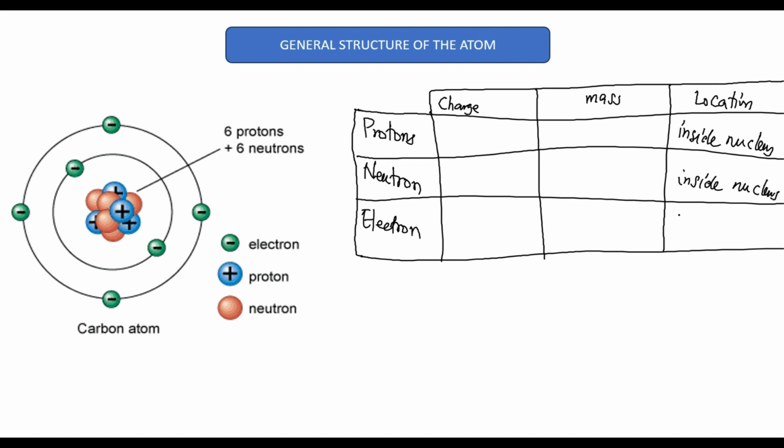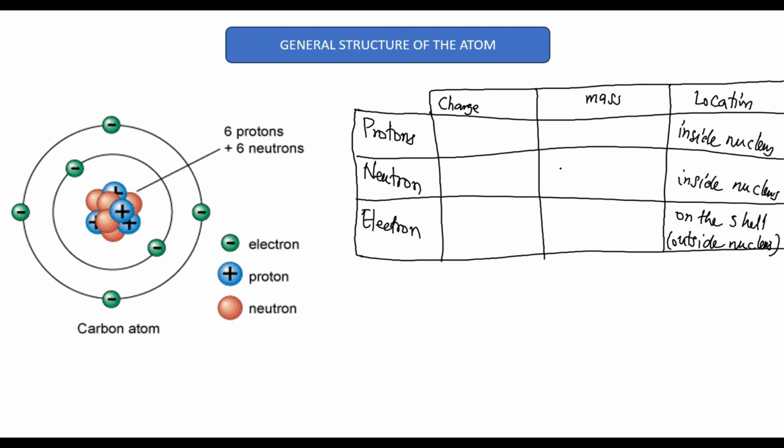So electrons are on the shells, or in brackets outside the nucleus. Outside the nucleus, on the shells, right? Or on the orbit, or on the energy level, as we said it.